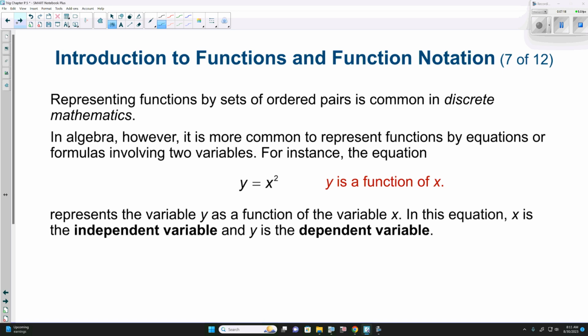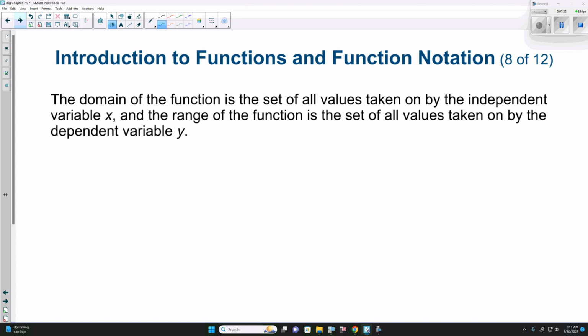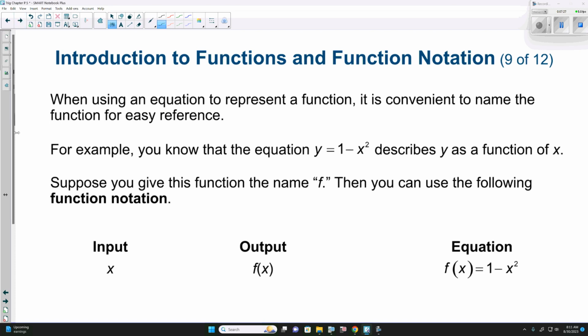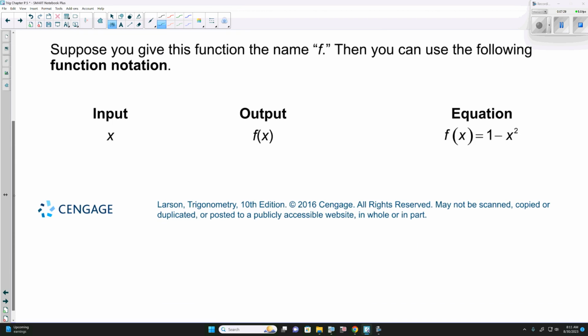Y equals x squared is a function. We can draw a straight line up and down. The domain of the function is the set of all inputs, and the range is the set of output values. In function notation, x is an input and f of x is an output. x is what we put into the function. f of x is what we get out.